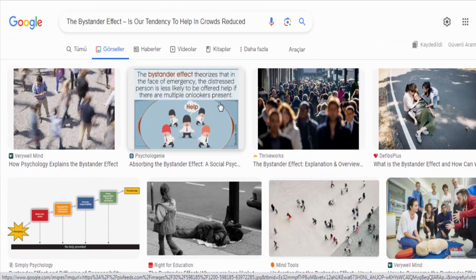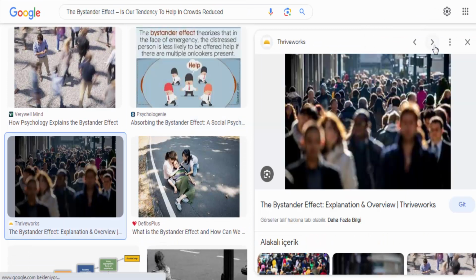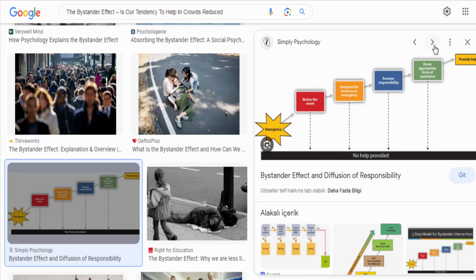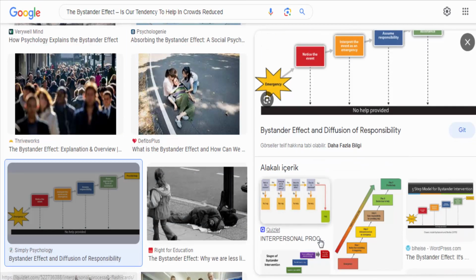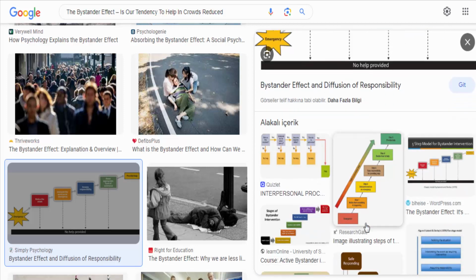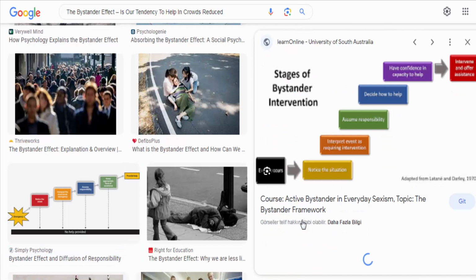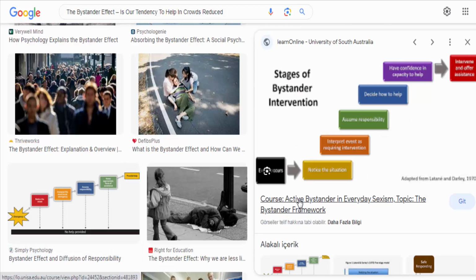Second, social influence plays a role. When people observe others not helping, they may interpret this as a signal that the situation does not require their intervention. This is known as pluralistic ignorance, where individuals assume that the inaction of others signifies the absence of an emergency.